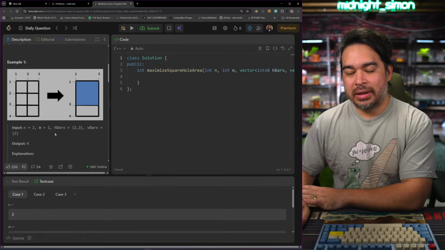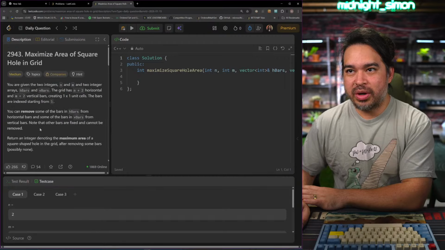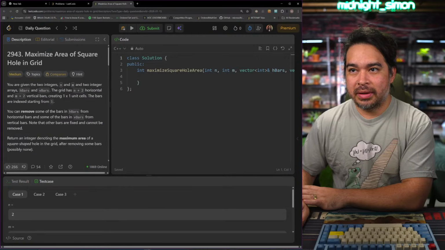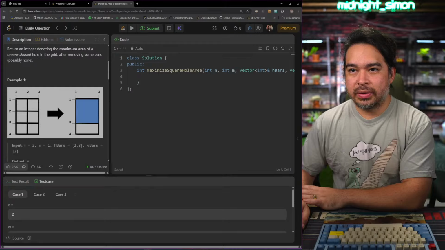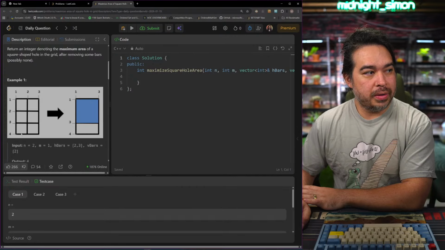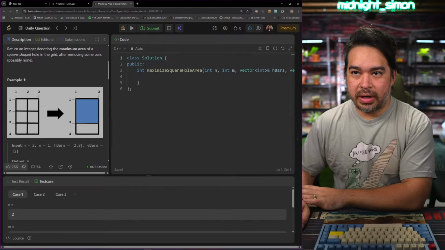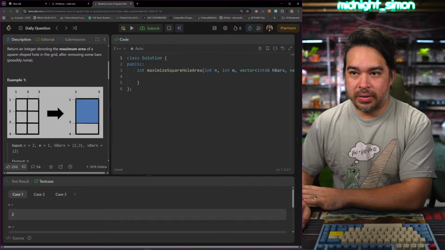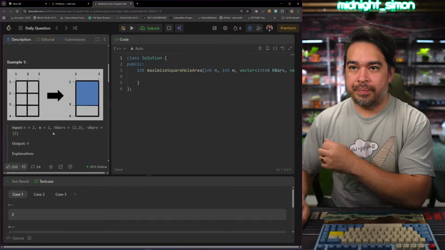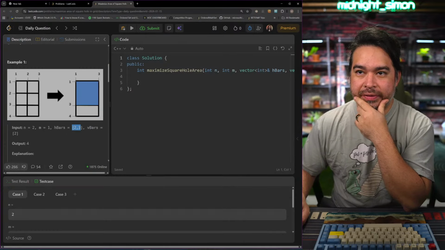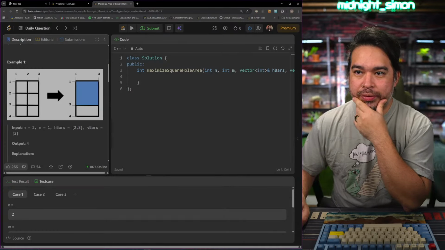So n is 2. What does n represent? N plus 2 horizontal. So 1, 2, 3, 4. And then 1. I see. So I have all of those bars. And then we have these bars that we can remove, 2 and 3, and v bars is 2.